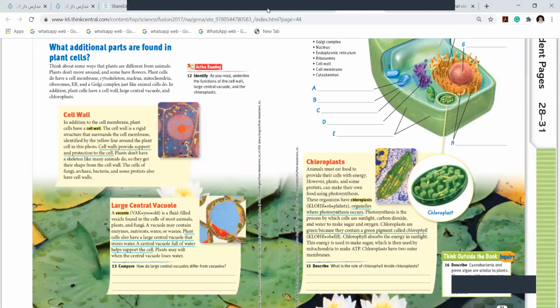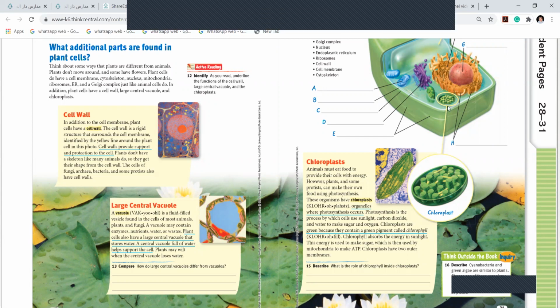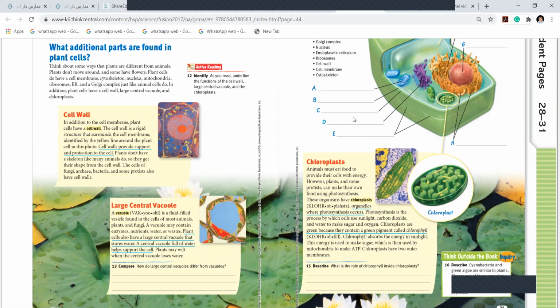So this is a plant cell. And I told you, you have a cell wall in a plant cell, not present in an animal cell. We have a large central vacuole in a plant cell. How about an animal? Do you have a vacuole in an animal? No. It is a small central vacuole. Chloroplast is only present in plants, not present in the animal cell.